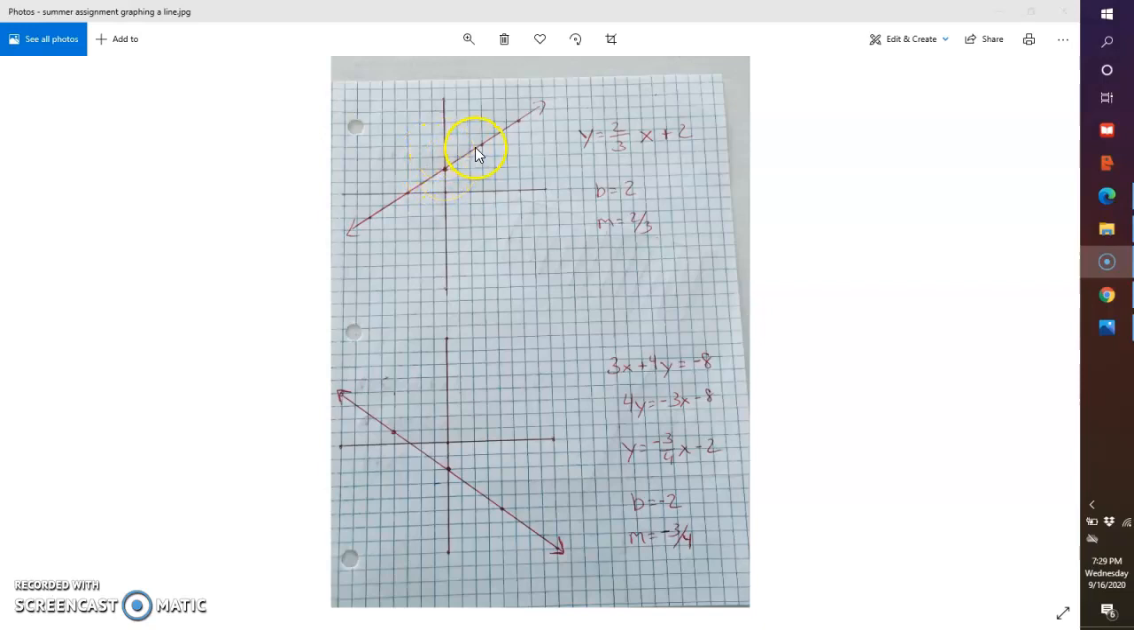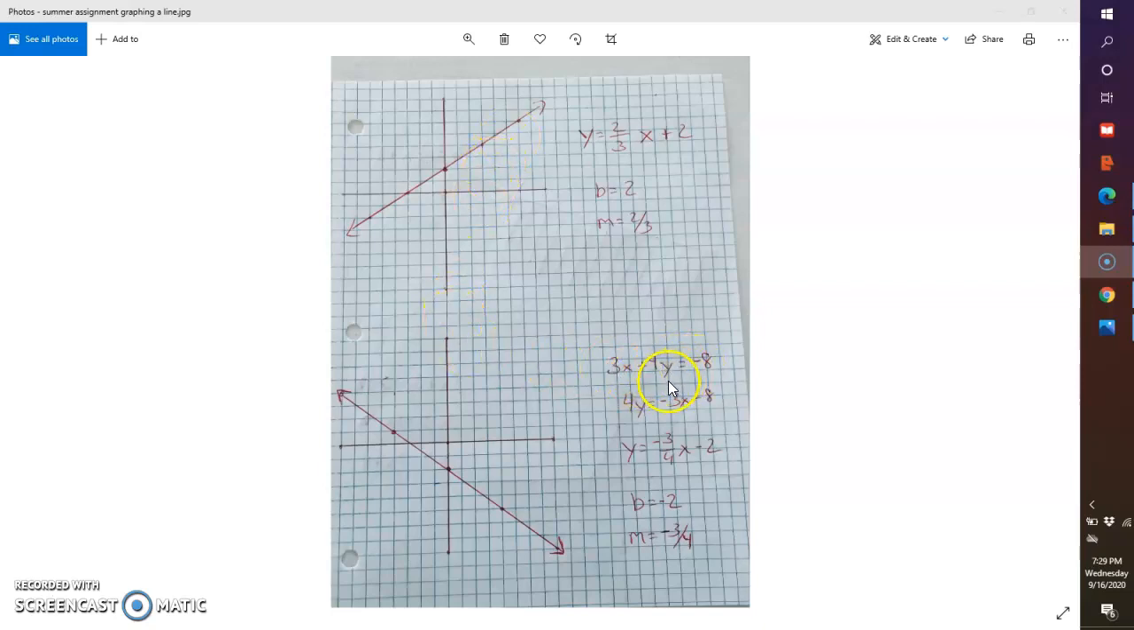We're going up 2 over 3, up 2 over 3. Down 2, left 3, down 2, left 3. And we draw our line. And every single point on this line will make this statement here true. That's why we draw pictures of lines. It gives us a picture of an infinite amount of answers.